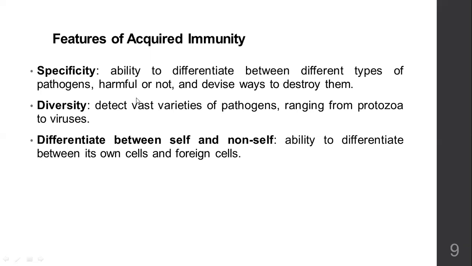Then differentiating between self and non-self is another feature of acquired immunity. It can identify its own cells from foreign cells. If it does not identify its own cells from foreign cells, that is when autoimmune disorders strike. Your own body is attacking your own cells.